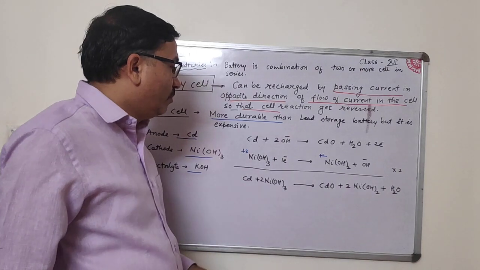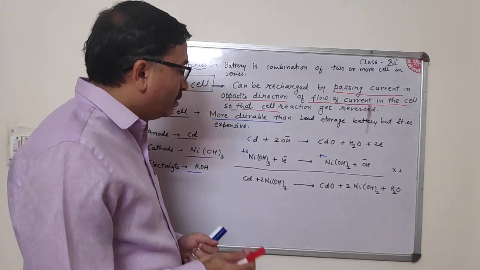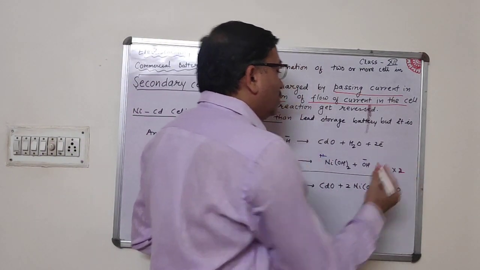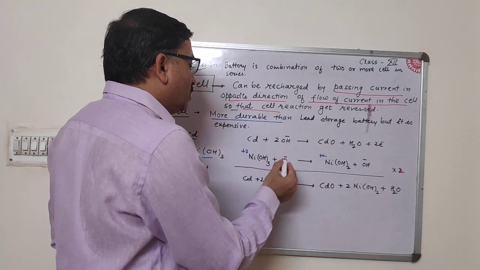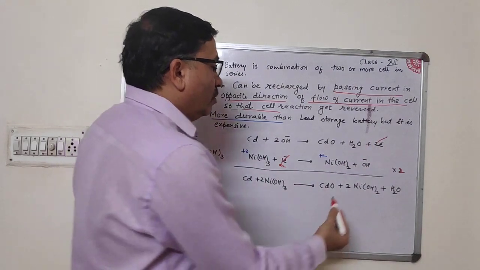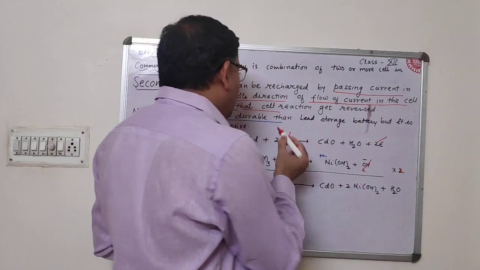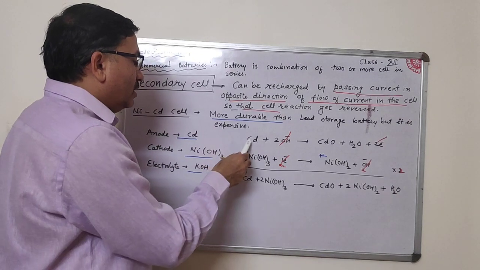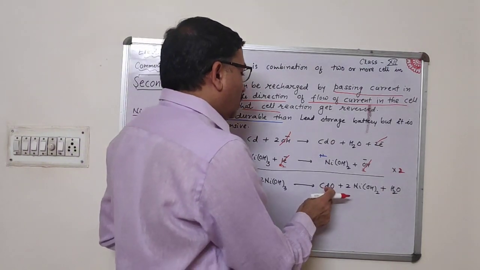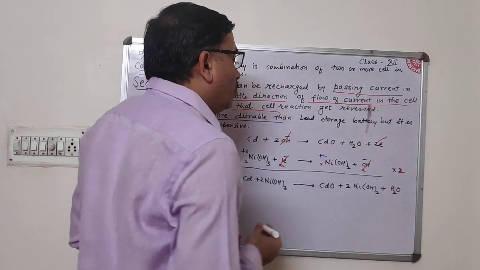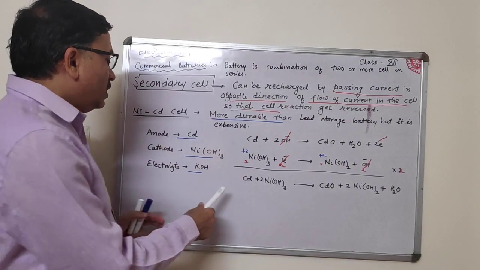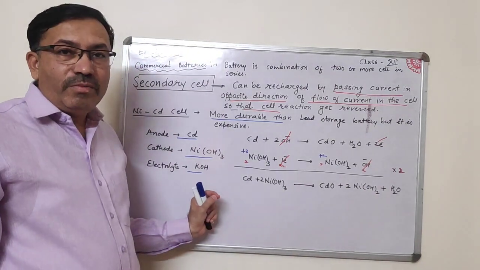This is one of the examples. If you see, in this case we have 1 electron at the cathode. That's why this cathode reaction is multiplied by 2. So what happens? When we multiply it by 2, electron to electron cancel, 2 OH to OH cancel, and the overall cell reaction contains Cd plus 2 NiOH whole thrice gives CdO plus 2 NiOH whole twice plus H2O. So this is the overall cell reaction of the nickel cadmium cell.